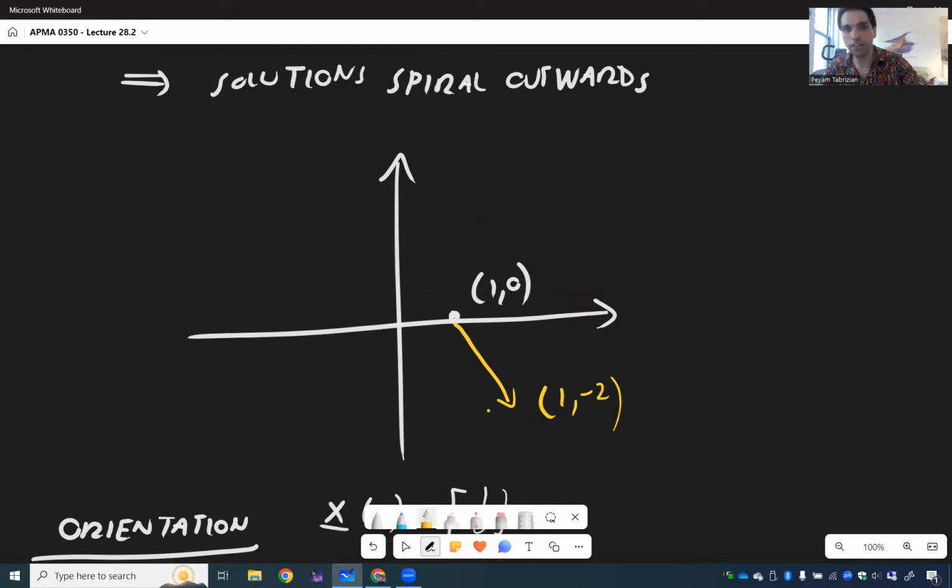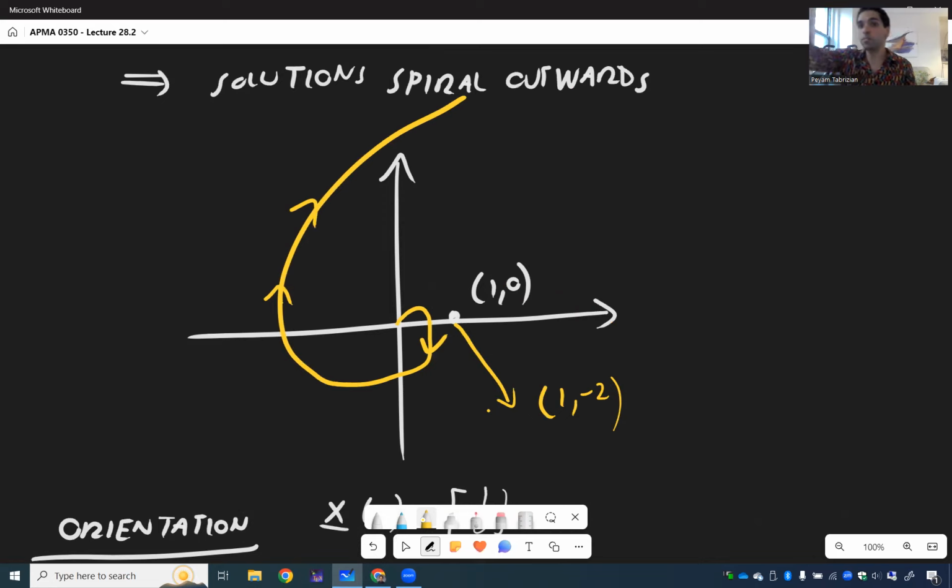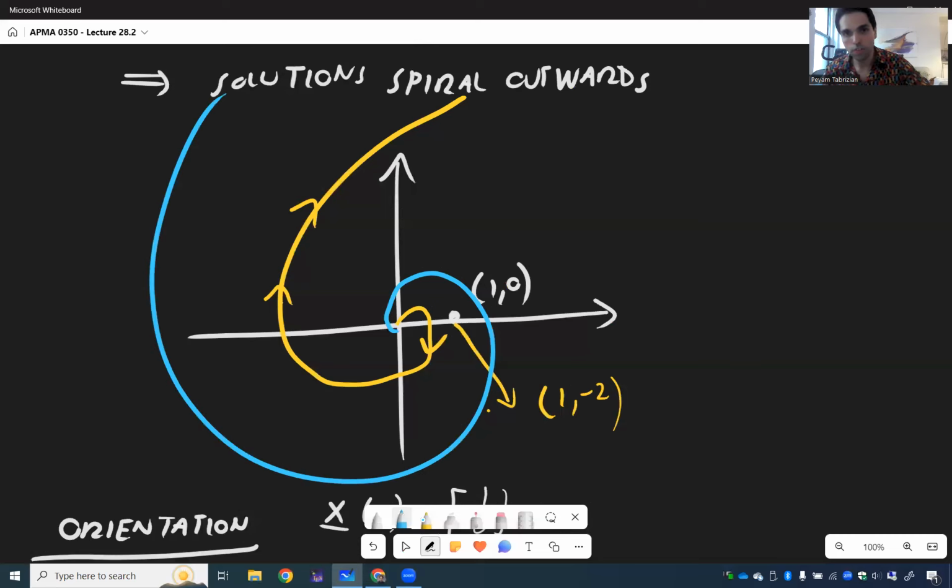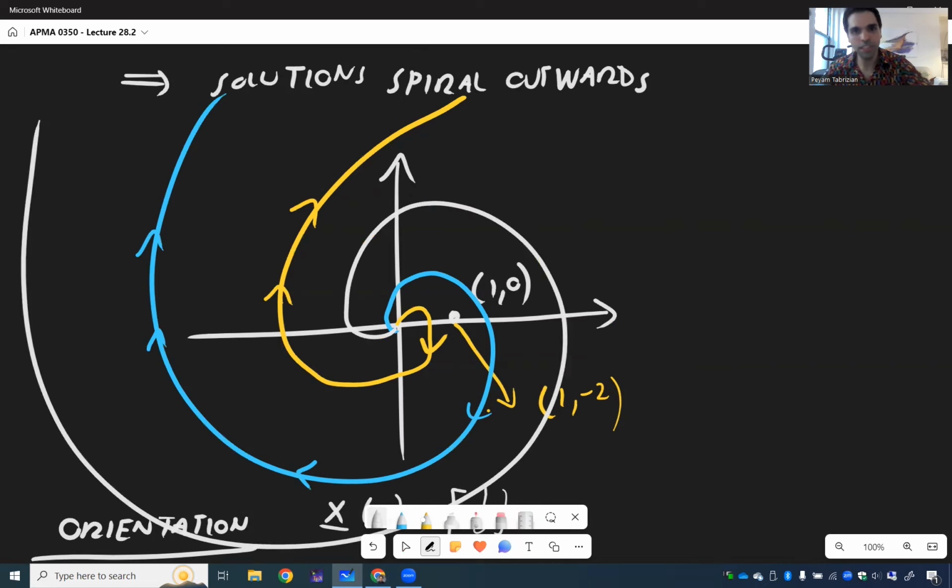So now we can draw the spirals. So it turns out it goes like that. Again, they spiral outwards because of the e to the 2t term, but they also spiral clockwise because of this orientation business. Those are the solutions. And how pretty. They're like little snails, like Fibonacci spirals. Maybe one more. Whee!